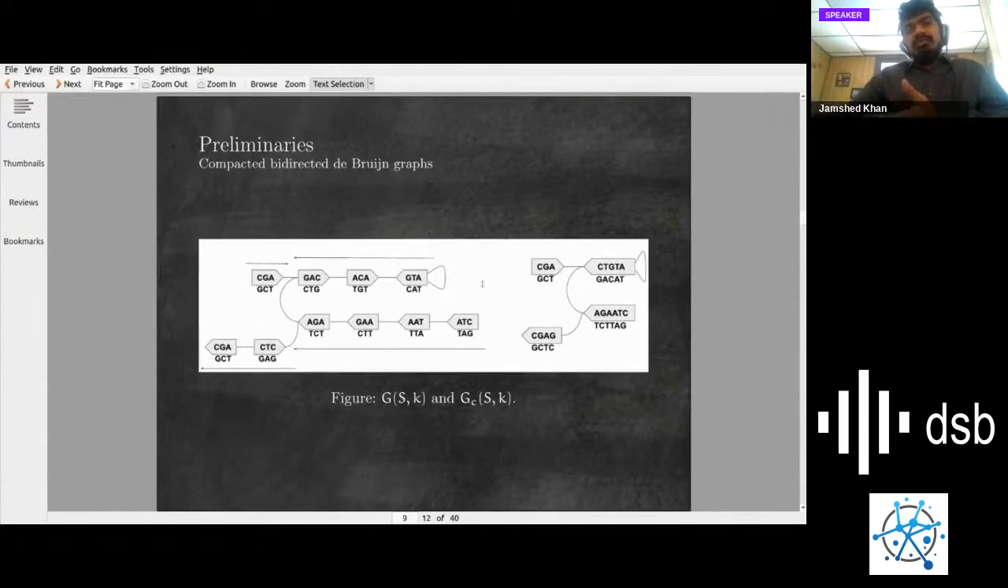And what are compacted de Bruijn graphs? When you take the original de Bruijn graph and collapse each of the maximal non-branching paths into a single vertex, then you get the compacted variant of the graph. For example, for this de Bruijn graph here on the left, there are 4 maximal non-branching paths: this one, this one, this one, and this one. Collapsing each of these maximal non-branching paths into a single vertex gives us this graph at the right. So this is the compacted version of this de Bruijn graph. In this work, we try to build this compacted de Bruijn graph given a set of references.